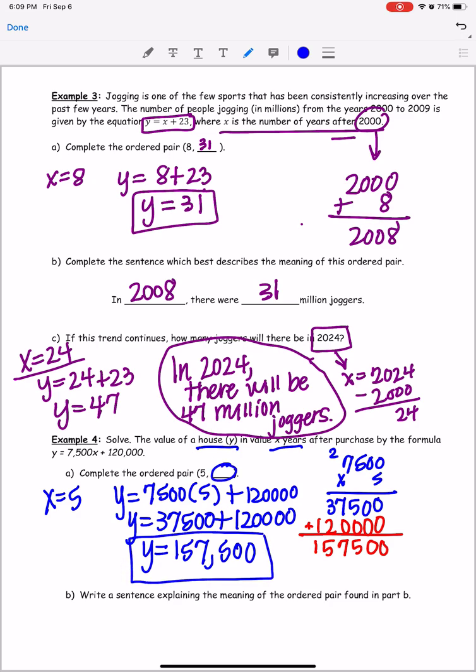Okay, that's technically what goes in there, but I can't fit that in there. So B wants us to write a sentence explaining the ordered pair we found in part A. So my X represents years. This is why it's so helpful to underline what your variables mean. So in 5 years, and notice we can say it in this one because it doesn't tell me after a certain year. So in 5 years, this right here means that's how much we bought the house for.